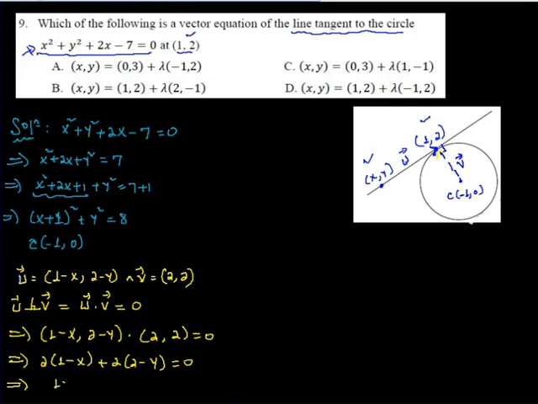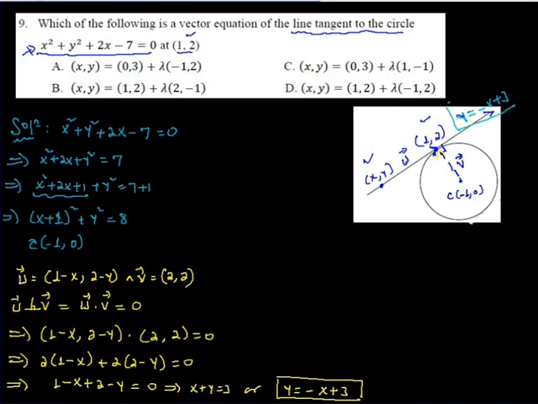Now dividing both sides by 2, it gives 1 minus x plus 2 minus y is equal to 0. So this implies x plus y is equal to 3, or y is equal to minus x plus 3, which is the equation of the tangent line. But the question is not this one.